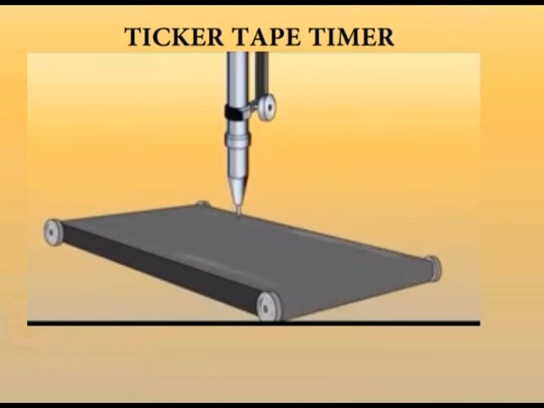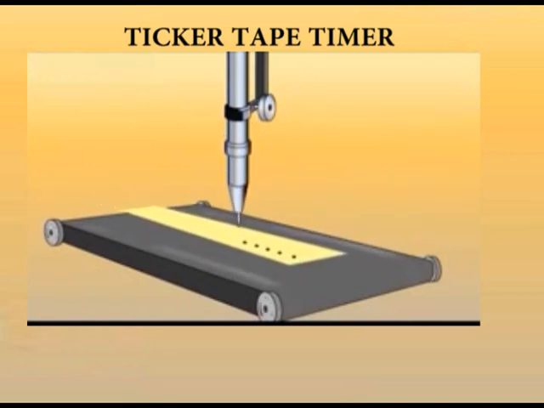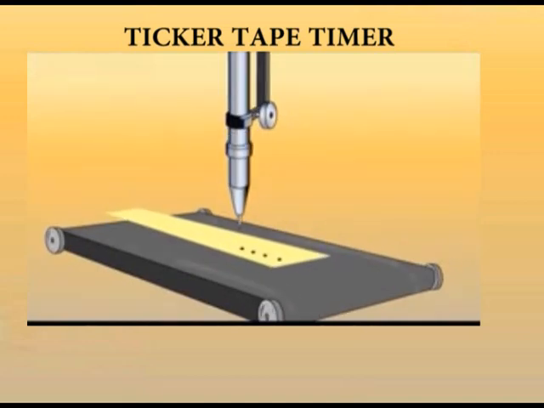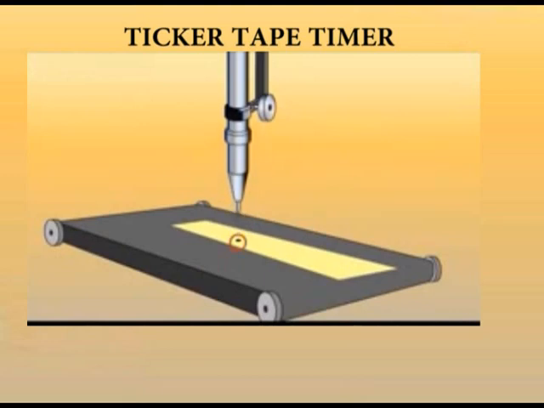Carbon paper is placed between the head and a special piece of paper known as a ticker tape, so that each time the head strikes, it makes a small dot on the paper. As the paper moves through the timer, the distance between the dots varies depending on whether the paper is moving at a constant speed, is accelerating or is slowing down.